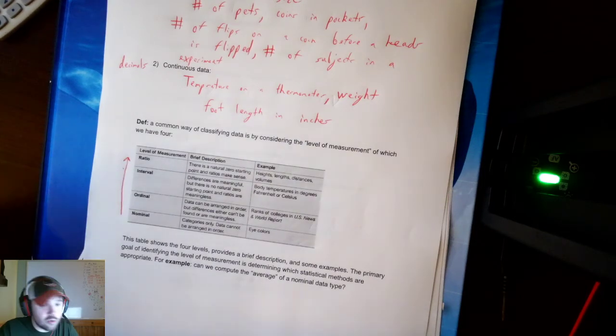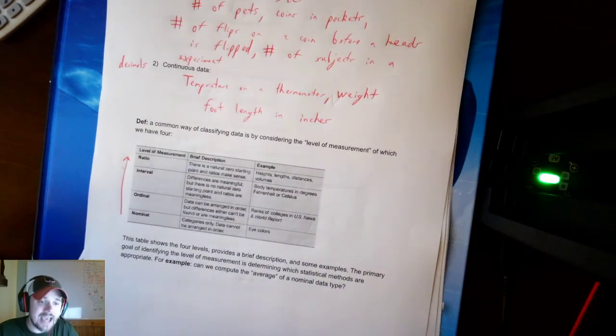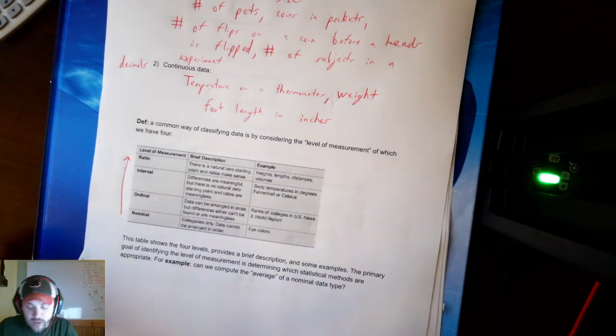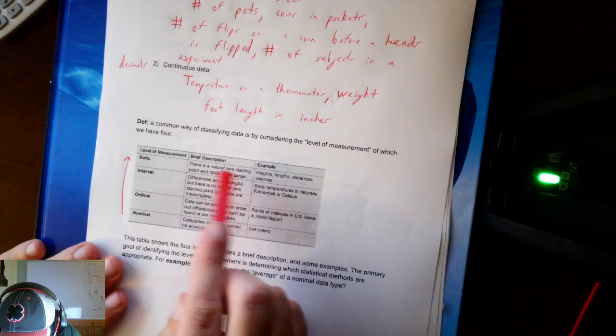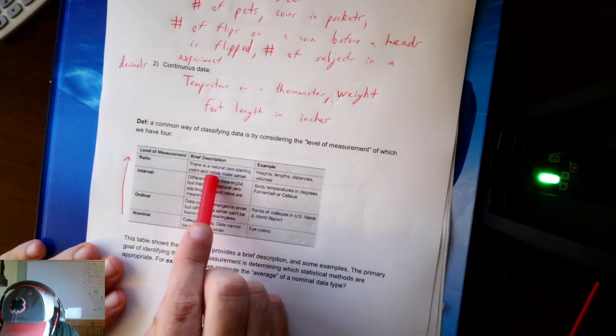Is 20 degrees twice as warm as 10 degrees? No. Multiplying temperatures does not make sense. Thinking about ratios, the idea of twice, trying to set up a ratio does not make sense. And the 0 is not a real 0. 0 degrees Fahrenheit is still very much a real temperature, right? Whereas with ratio, there is a natural 0, and ratios do make sense.